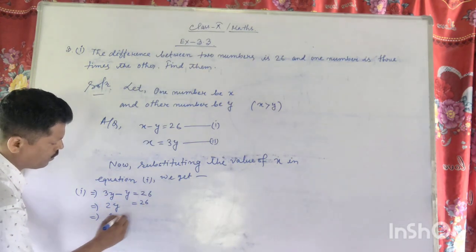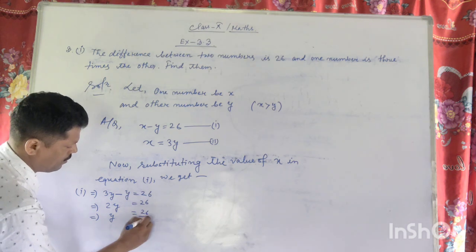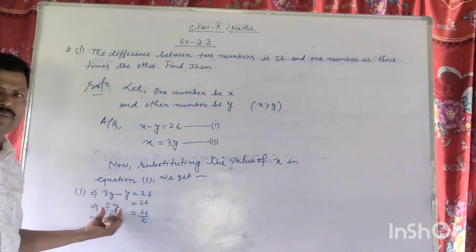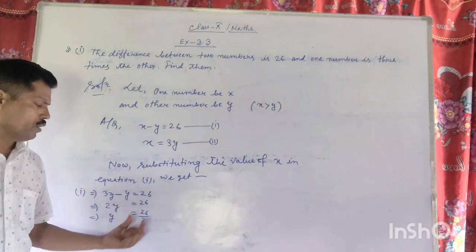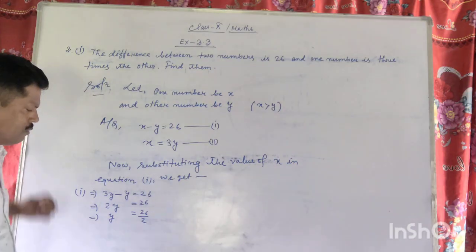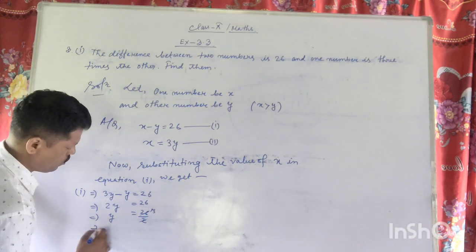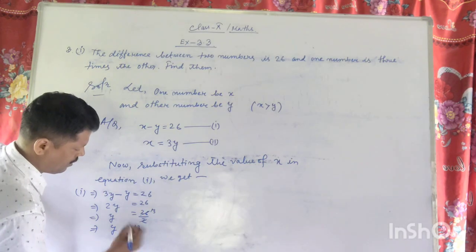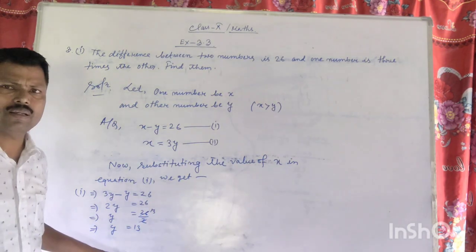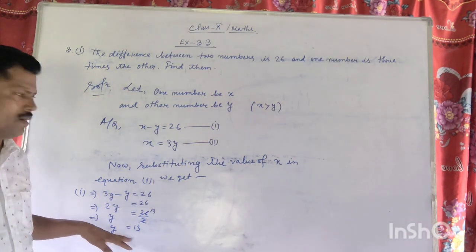Now y value will be what? 26 divided by 2. 2 is multiplied in left hand side, it will divide in right hand side. So 26 divided by 2. Then here will be 30. So y is equal to 30. Y value got here. Y value is 30.